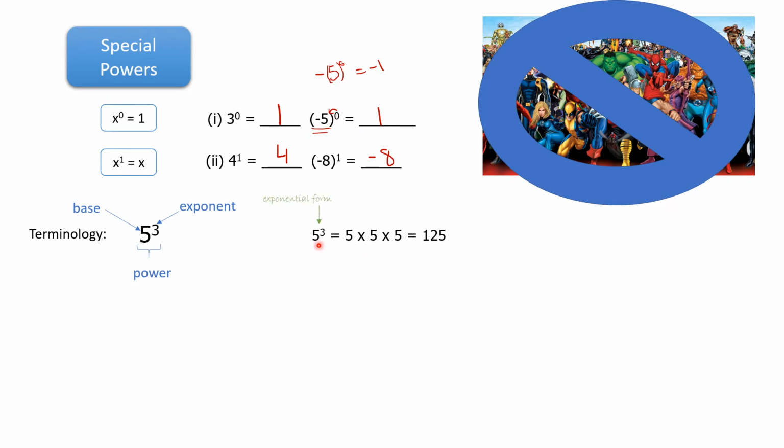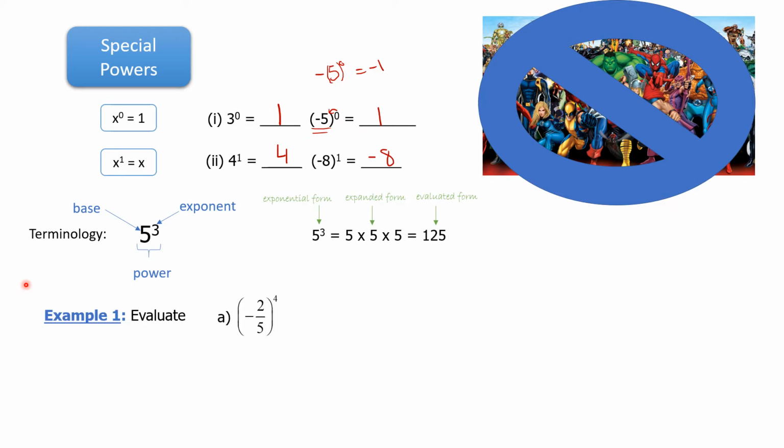The first one written like this, as we just saw, this is exponential form because it has an exponent in it, so it's exponential form. 5 times 5 times 5, the long way of writing it all out, is called expanded form because we've expanded this out to expanded form. And then the last one, when we finally answered the question, is called evaluated form because the answer has been evaluated.